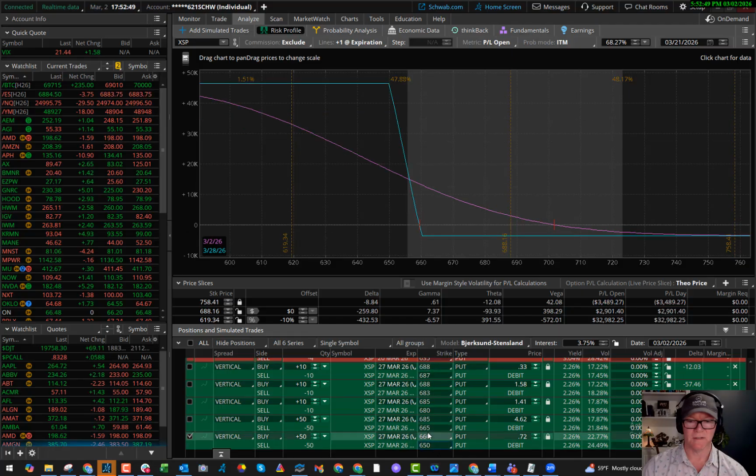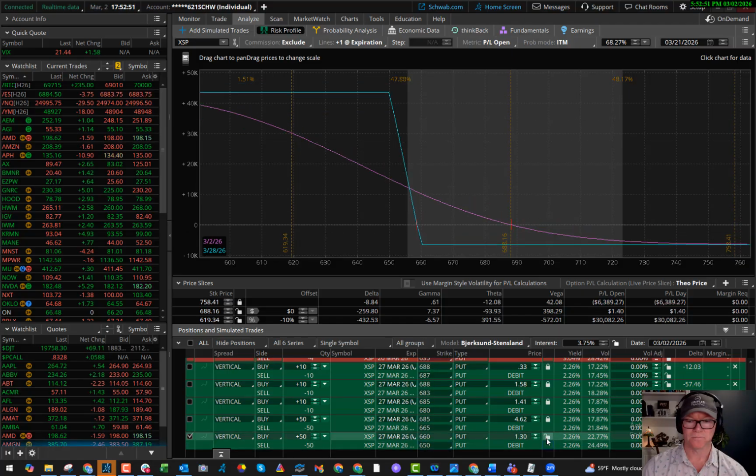Again, we could widen this out. We go to 650, 660 to 650, buck 30. So now we're risking $6,500 to make 43,000. You get the point. You can play with these numbers. You can widen out the spreads this way.